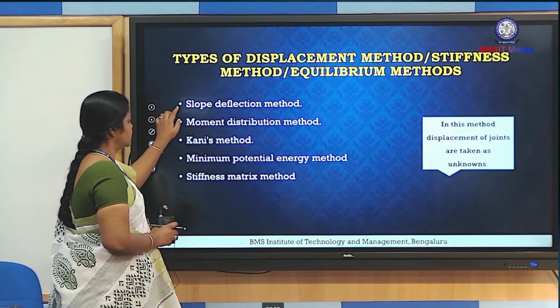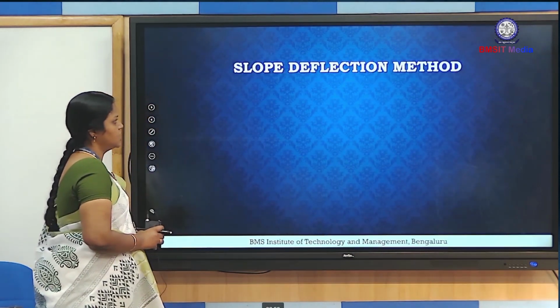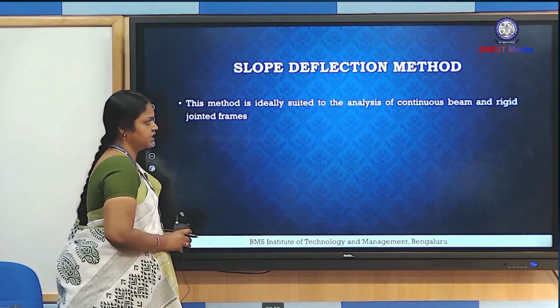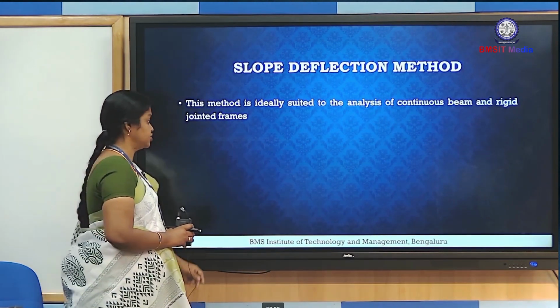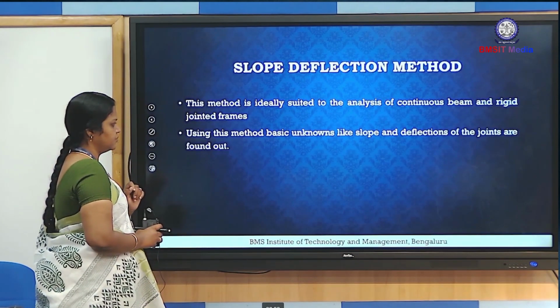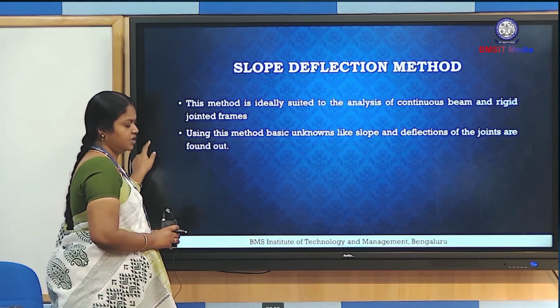Now we will see the slope deflection method. This method is ideally suited to the analysis of continuous beams and rigid jointed frames. Using this method, basic unknowns like slope and deflection of the joints we can determine.